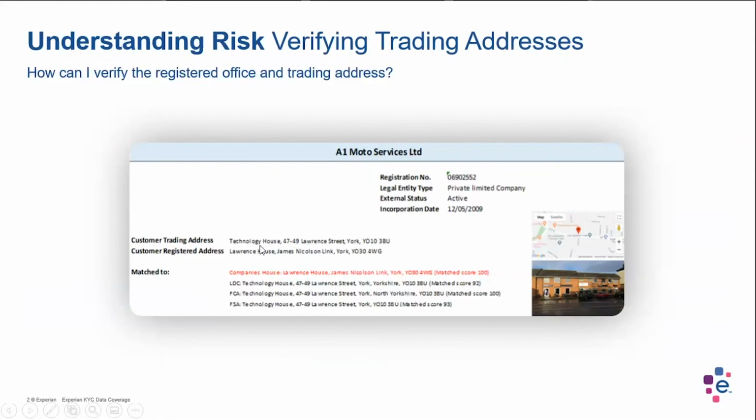What's really valuable is that for the trading address, where previously you would have been unable to verify it, we're now using Local Data Company, the Financial Conduct Authority, and the Food Standards Agency in this example to make sure you can have confidence that that business is associated to that trading address. And furthermore, we can give you photographic evidence and even a link to Google Images and their map to see exactly where they are located.